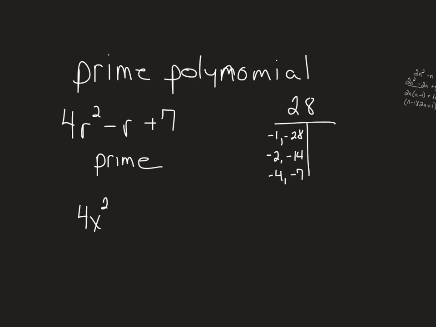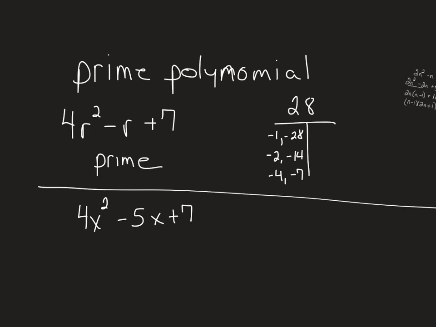For x squared minus 5x plus 7. Okay, let's check this. Maybe it's prime, maybe it's not. 4 times 7 is 28 again. And I've already got the factors of 28, so let's look and see if any of those would give me a negative 5. Well, negative 1 and negative 28 don't. Negative 2 and negative 14 don't. And negative 4 and negative 7 don't. So this one again is prime. That was easy since we just did factors of 28.